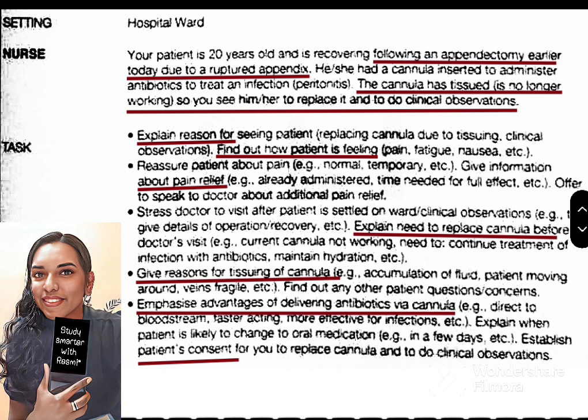Today I came with another informative role play card. This scenario is happening in a hospital ward and you are talking to a patient. So we will see the scenario first, then we will go through the tasks one by one.